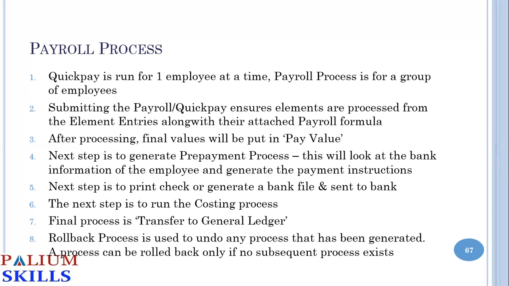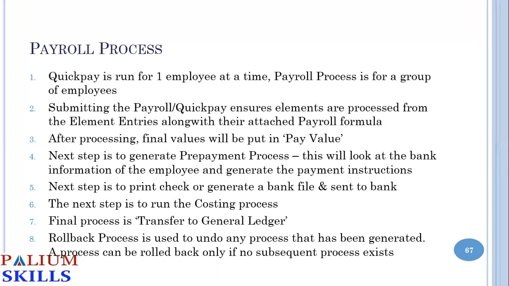Then we do a rollback process. Rollback process is to undo anything that you have done in the system. In the quick pay, if there was an error, we were doing a rollback. Yes, rollback not only applies to quick pay, it applies to any payroll process. And a process can be rolled back only if no subsequent process or incomplete process exists.